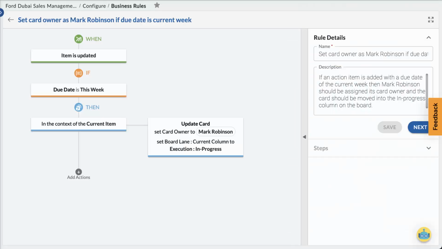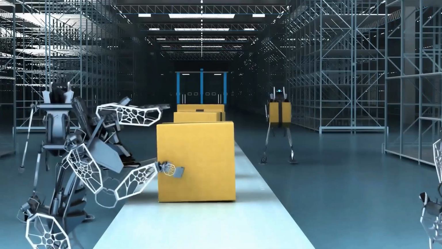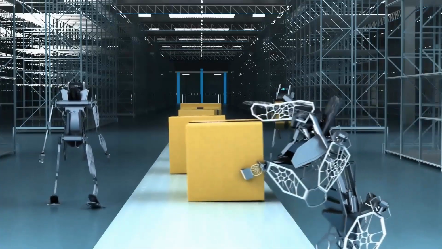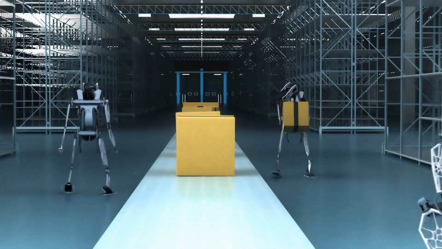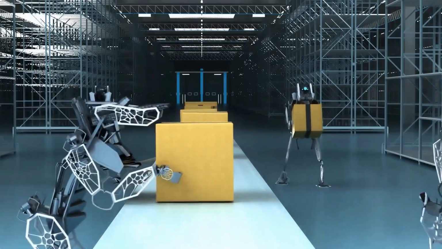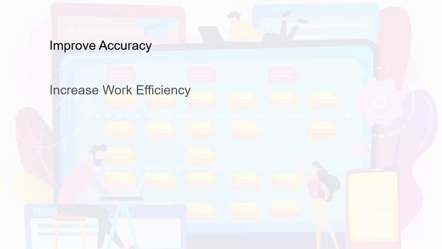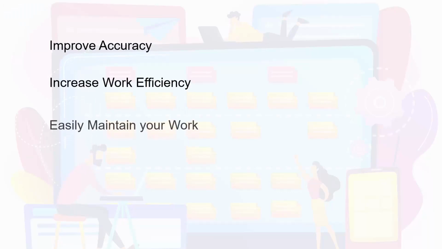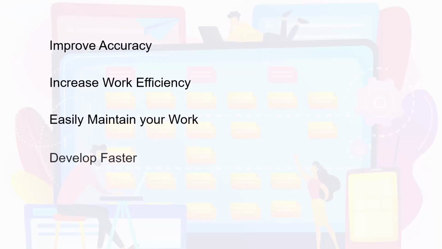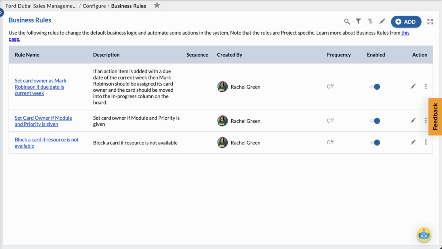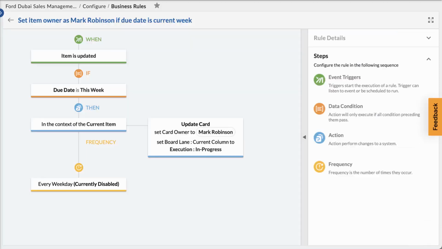With the Business Rules feature in Nimble, you can now configure and execute business rules to automate the day-to-day repetitive tasks that you perform within a project. Using business rules, you can improve accuracy, increase work efficiency, easily maintain your work, and develop faster. The business rule page displays a list of all the business rules in the system. Here you can create a new business rule or modify an existing rule.